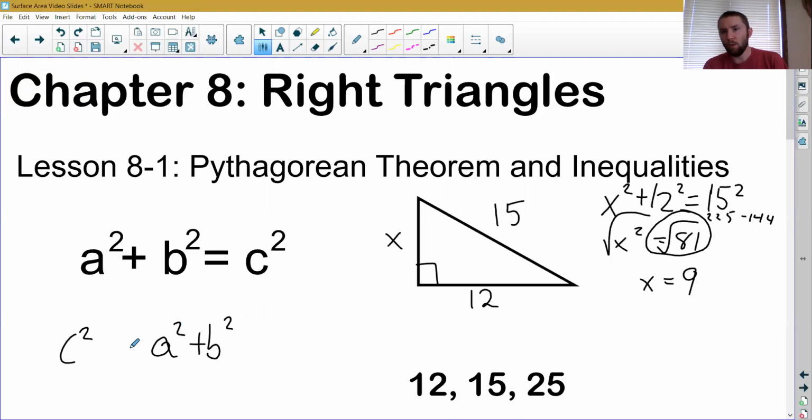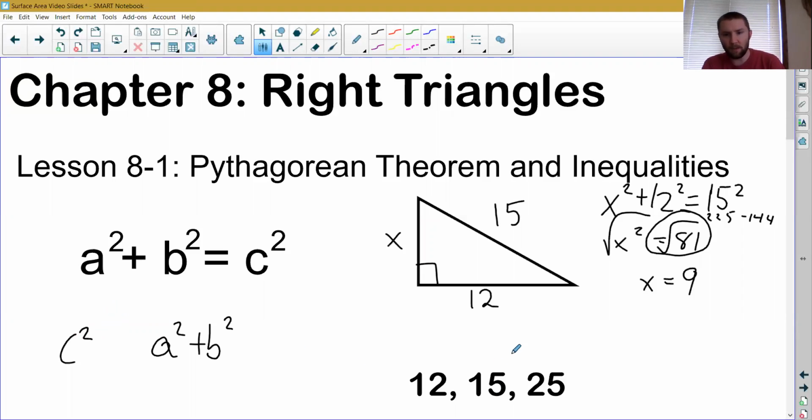If they're equal, it's a right triangle, right? Then they're what we call a Pythagorean triple. If the c squared is larger than a squared plus b squared, then it's an obtuse triangle because that angle is bigger than 90 degrees. If the c squared is smaller than a squared plus b squared, then it is an acute triangle because that angle is less than 90 degrees.